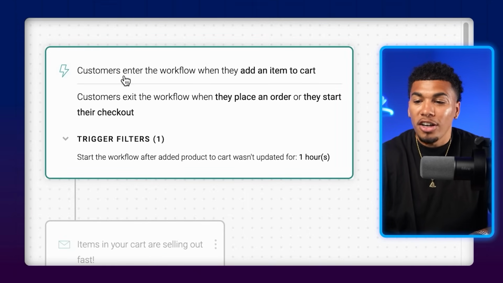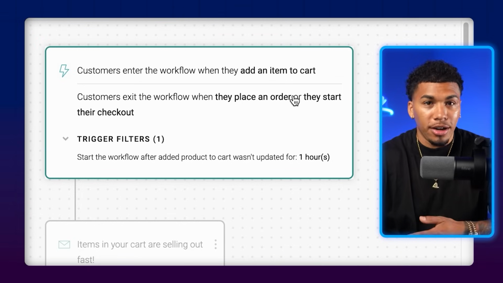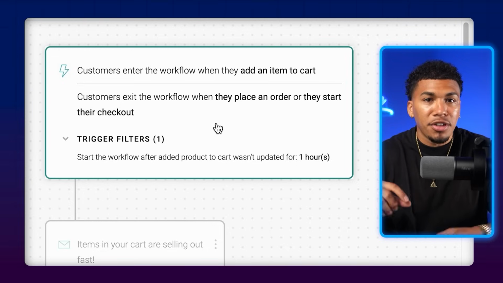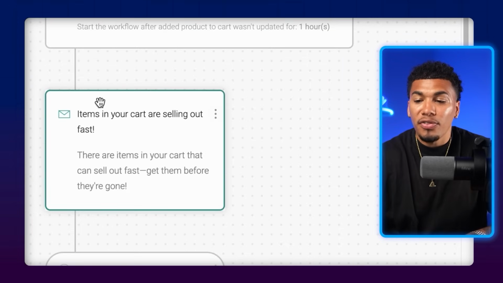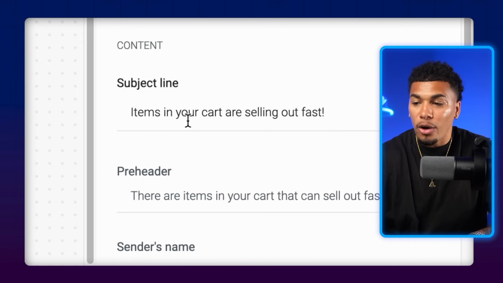So what it's saying is that the customers enter the workflow when they add an item to cart. Customers exit the workflow when they place an order or they start their checkout. And this is going to be triggered 1 hour after the customer abandons checkout. And then it sends this first email here. Items in your cart are selling out fast. And you can customize this any way that you want.